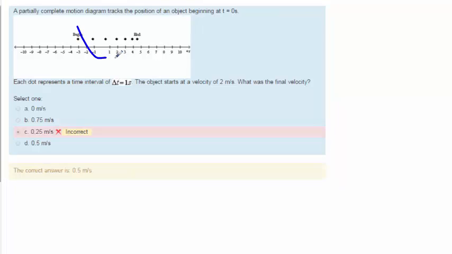Alright, so here's another one that is a little more involved. Doesn't seem like it at first, but it does require a little bit more calculation. So the idea is, here's a motion diagram. We have some information. We know the initial velocity is 2 meters per second. And I want to know what the final velocity is, what the velocity is here at the end. And you say, I don't have enough information. Well, you do. It's just a little more hidden than it is in a traditional problem where I just tell you all the numbers.